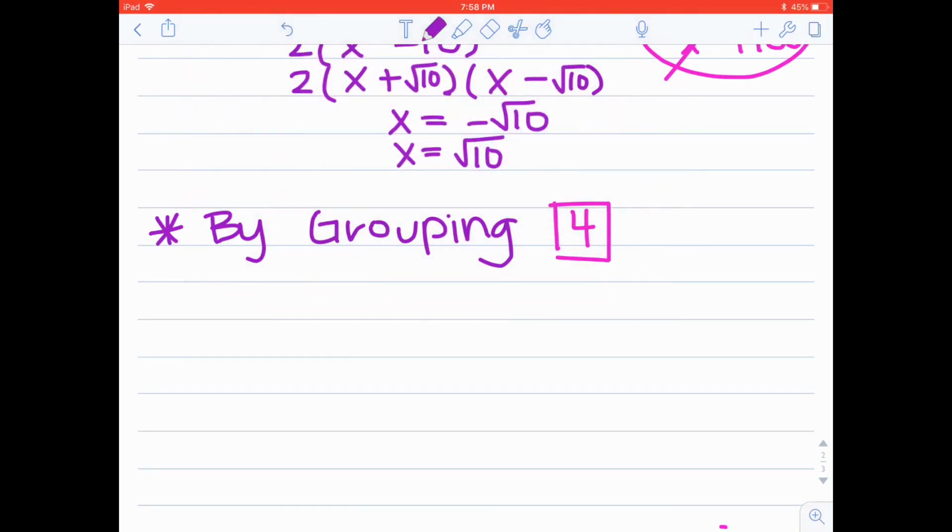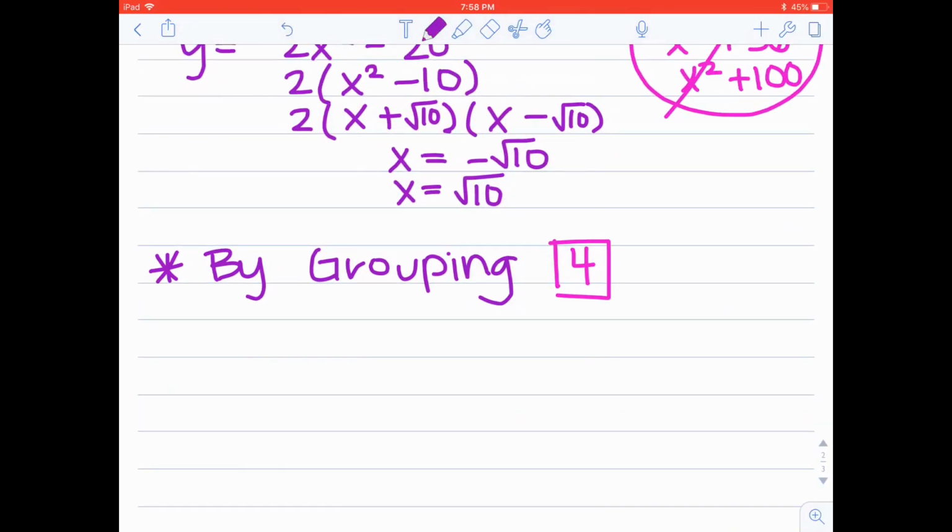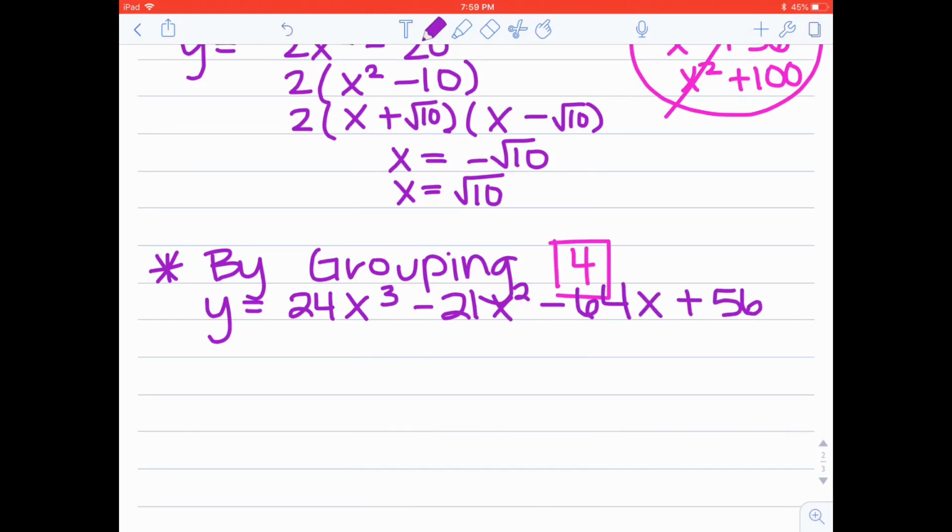All right, let's go ahead and write the example problem that we're going to do. Y equals 24x to the third minus 21x squared minus 64x plus 56. Okay, so what we do is we take the function and we split it in half. First 2 terms, second 2 terms. And we treat them like 2 separate problems.